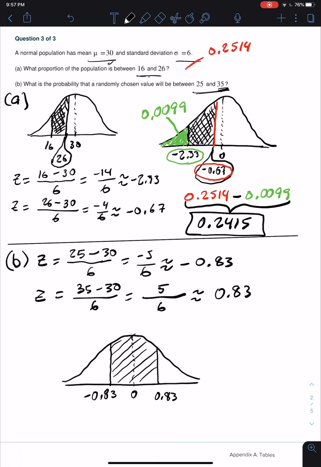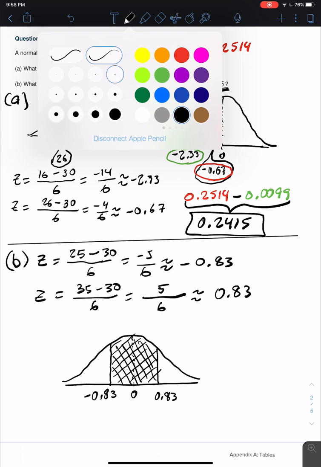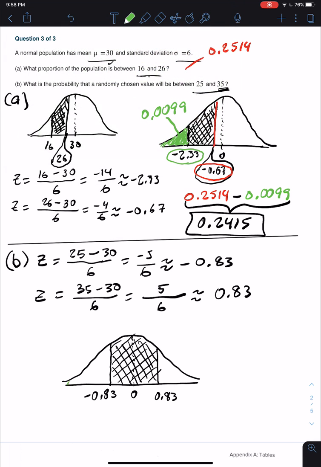And so we can do that. There are different procedures for finding the shaded region, but we're just going to stick with the same way that we've been doing it. Let's figure out what this area is. That can be figured out by looking at a table using a negative 0.83, and that gives us an area of 0.2033.